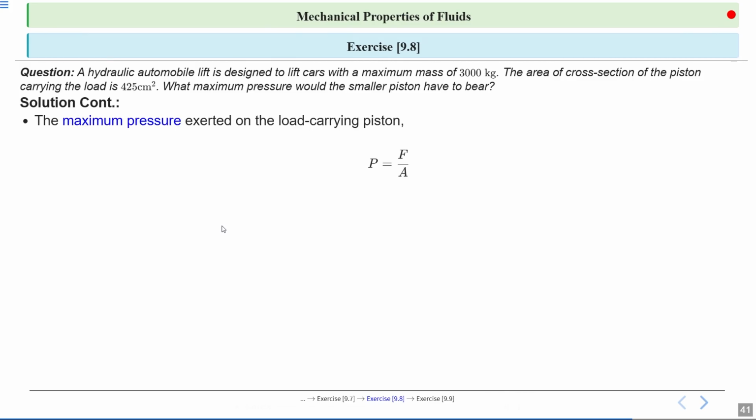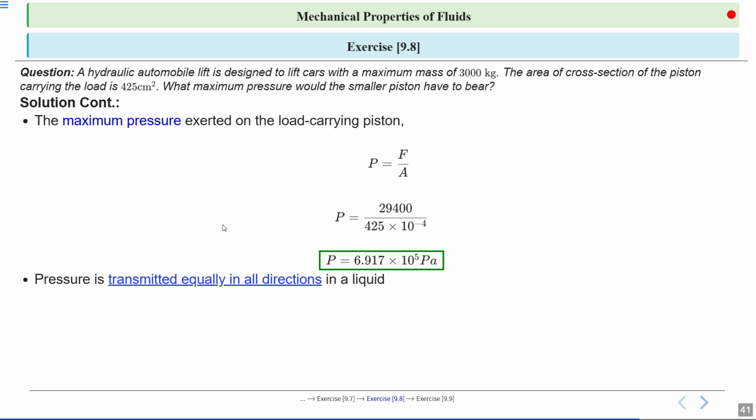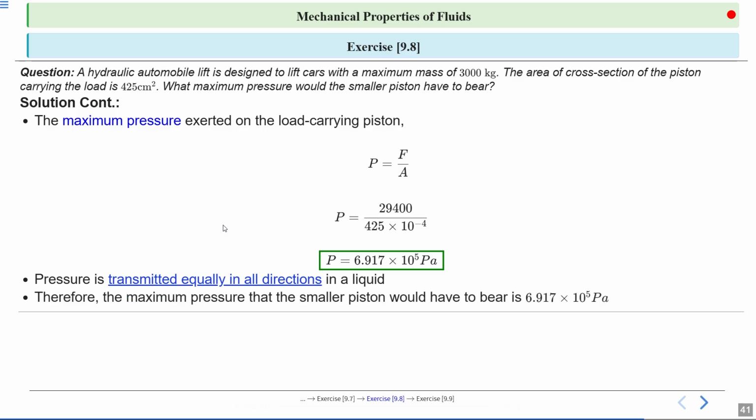The maximum pressure exerted on the load carrying piston P equal to F by A. So P equal to 29400 divided by 425 into 10 raised to the power minus 4. Solving this, you will get 6.917 into 10 raised to the power 5 Pascal. Pressure is transmitted equally in all directions in a liquid. Therefore, the maximum pressure that the smaller piston would have to bear is 6.917 into 10 raised to the power 5 Pascal.